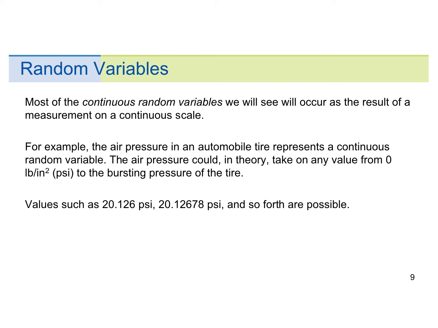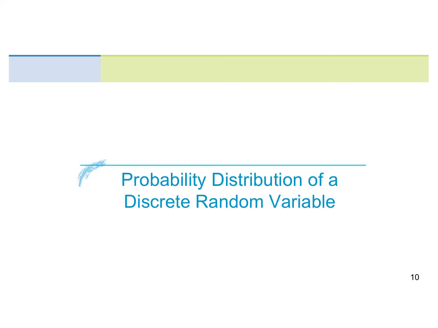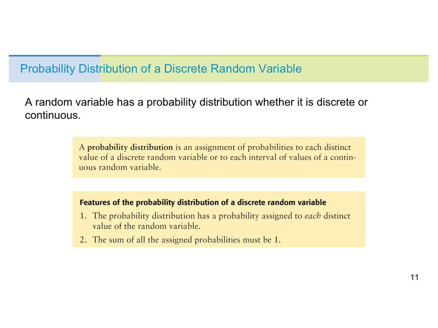Most of the continuous random variables we will see will occur as a result of a measurement on a continuous scale. For example, the air pressure in an automobile tire represents a continuous random variable. The air pressure could, in theory, take on any value from 0 pounds per square inch to the tire bursting. All right, look, 20.126 or 20.12678. They can all be one of the answers. That is continuous.